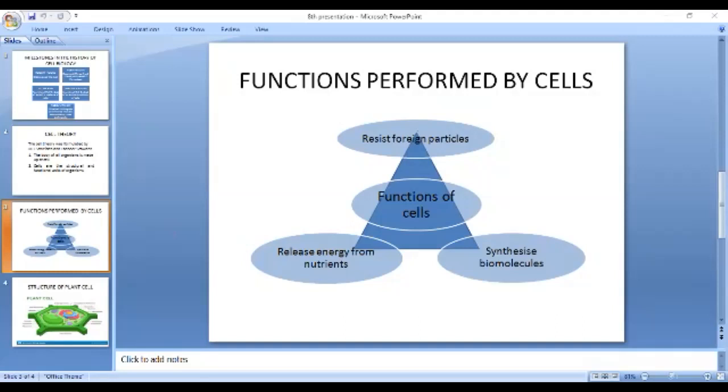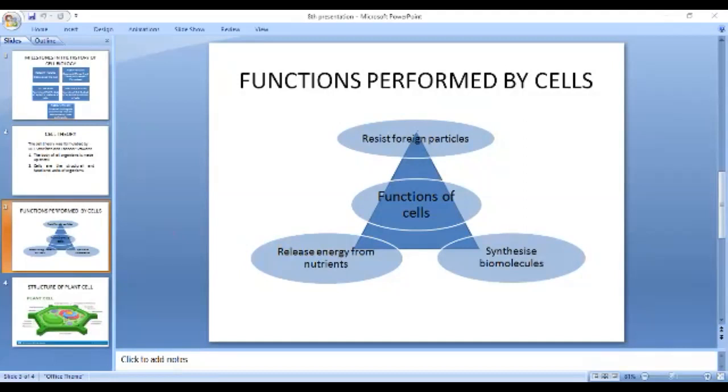And synthesis of biomolecules. As I told you, what are biomolecules? The molecules like hormones and carbohydrates, proteins, fat, everything is made with the help of a cell. It is synthesized in our body also. Apart from what we are taking from the food, these biomolecules are synthesized in our body also.